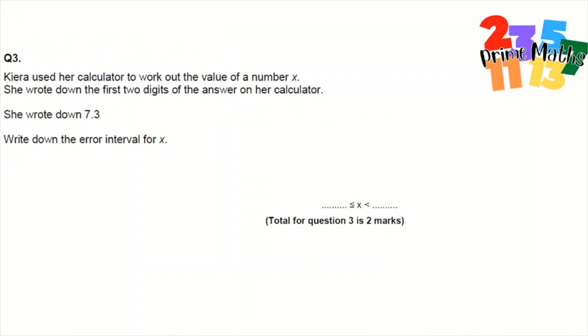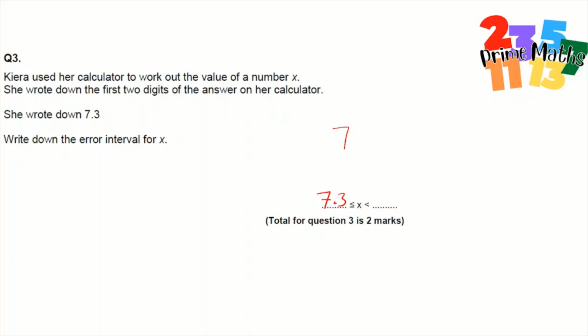Question 3, this question you need to read carefully. Kira used her calculator to work out the value of a number. She wrote down the first 2 digits on her calculator. She wrote down 7.3. Now, we're used to the error interval being slightly above and slightly below the answer we've been given, but this time we're truncating, which means we're looking at the first 2 numbers. So 7.3 is the smallest value we could see on her calculator.